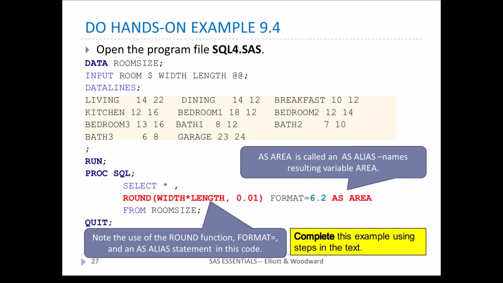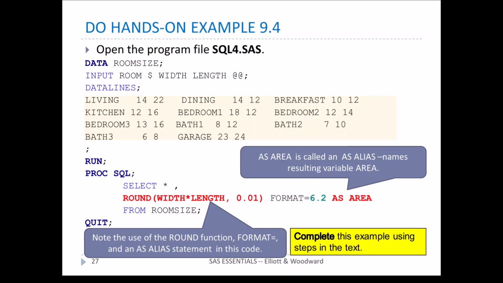All right, once we've created that data set, we can then use it within PROC SQL. So we do PROC SQL select all the variables. So we have 3 variables, room, width, length. But now we're going to create a new variable, look all the way to the end, as area. That's the alias. So we're going to create a new variable called area.